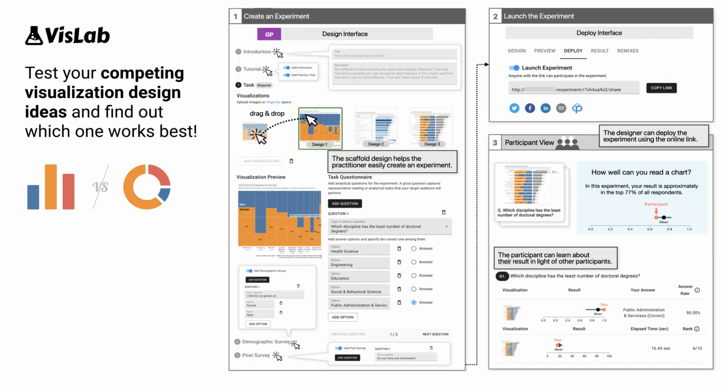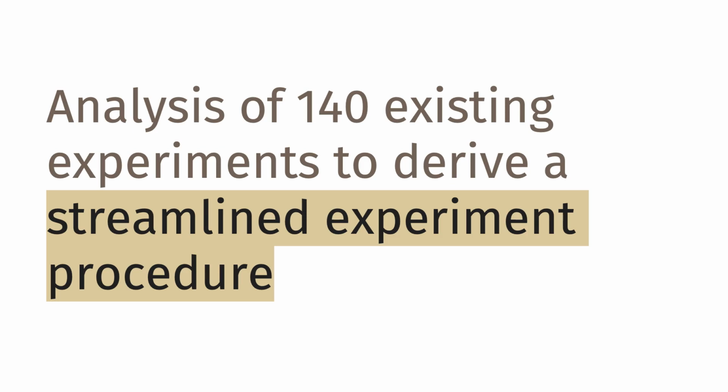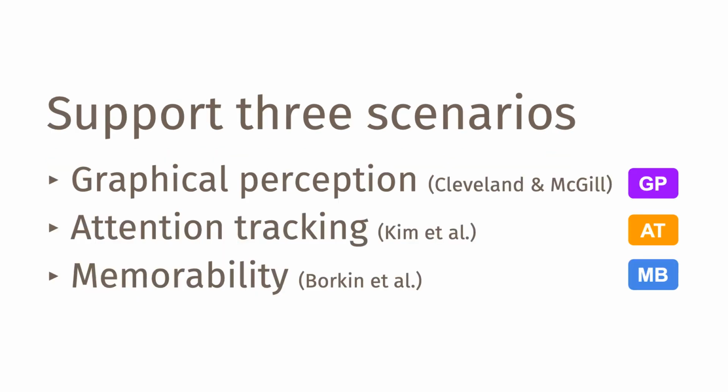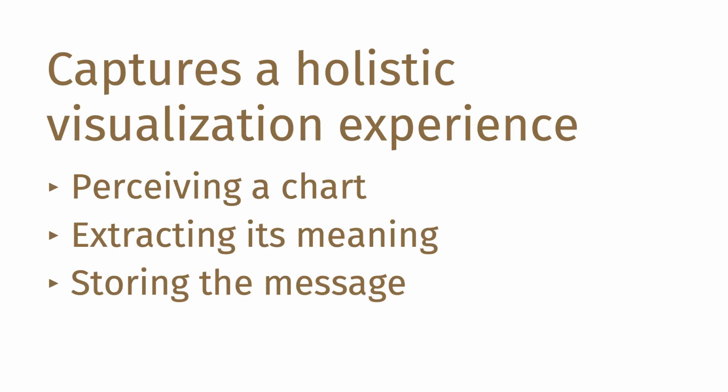To address this issue, we developed VisLab, where individuals can test competing visualization design ideas by borrowing methodologies from empirical research. To inform the design of VisLab, we analyzed existing experiments to derive a streamlined experiment procedure that is amenable for practitioners. VisLab currently supports 3 experiment scenarios that are generalizable across different visualization types. We derived these from the empirical research literature. They include graphical perception, attention tracking, and memorability. We initially chose these 3 to capture a holistic visualization experience from perceiving a chart, extracting its meaning, and storing the message for later retrieval.